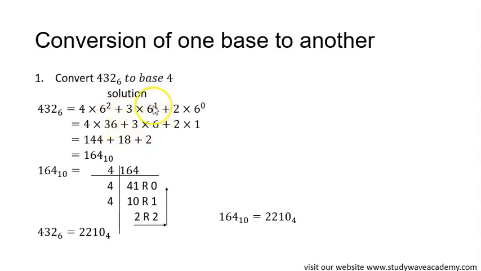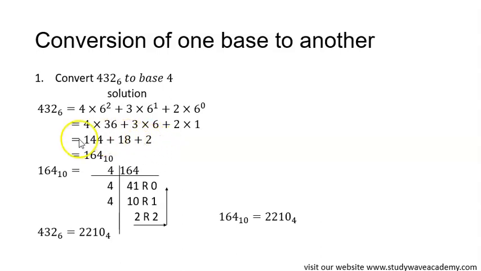Plus 3 times 6, 6 raised to power 1 is still 6, okay? Plus 2 times 1, how did we get 1? Can you remember? A number raised to power 0 is 1, right? So 6 is raised to power 0, so it's 1. So next we simplify further again. So 4 times 36 is going to give us what? 144, right? Plus 3 times 6 is going to give us what? 18, good. Plus 2 times 1 is going to give us 2.